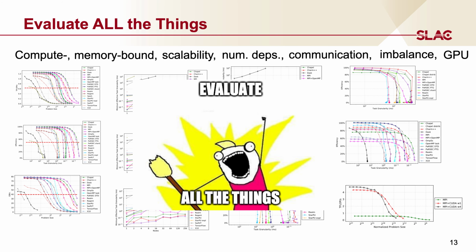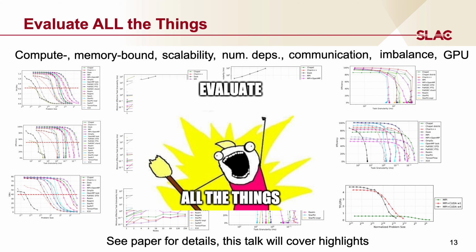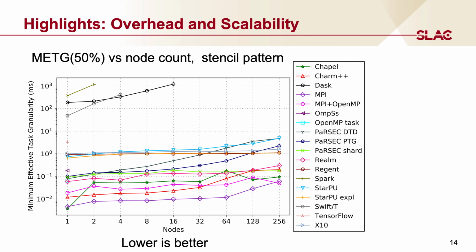I will not have time for them in this talk. I will only cover a subset, but please see the paper for details. We performed a number of scalability experiments by measuring METG at different node counts for each of the systems. And one of the things to notice about this graph is that the results span 5 orders of magnitude. So clearly there is a huge amount of variation in the basic overheads of these systems.